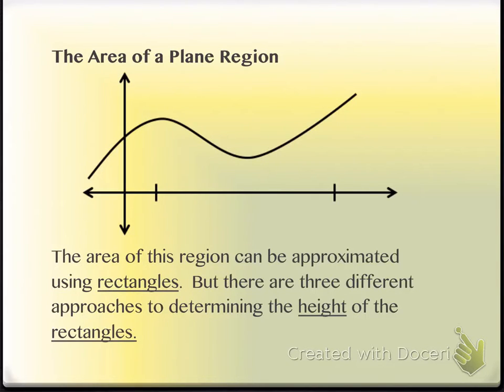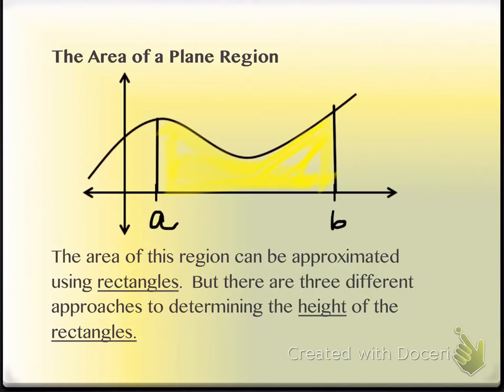All right, area of a plane region. The area of this region, and by this region I mean from this value, we'll call it A, to this value B. So we're going to draw a line in here that marks it off. This is the area I'm talking about. All of this.